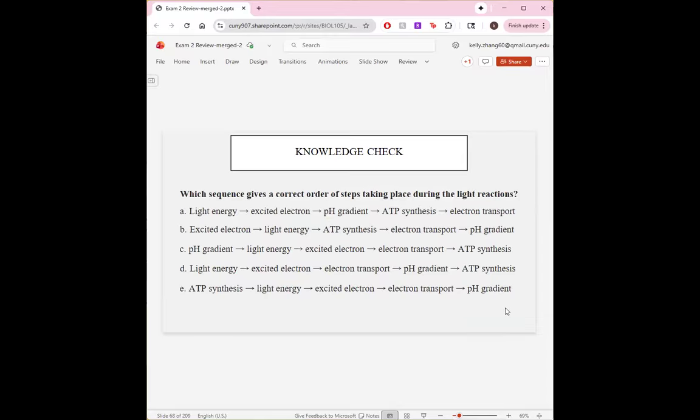And then we have a knowledge check. Which sequence gives the correct order of steps taking place during the light reactions? You can just say in the chat, but if not, since we're running 4 hours over time, the answer will be D. So it goes from light energy to excited electron to electron transport, and then the pH gradient and ATP synthesis.